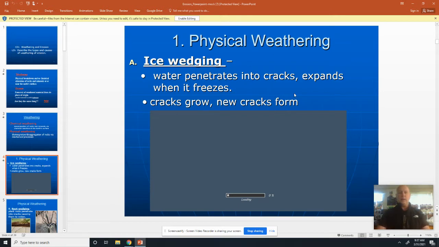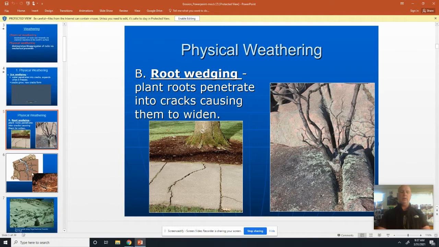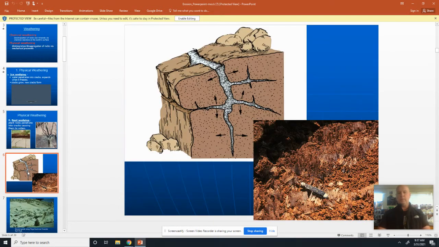So physical, ice wedging. This is that age-old rock, paper, scissors. And in this case, you learn that paper, a tree or root or whatever, does beat rock. So that is physical root wedging, where it moves it.